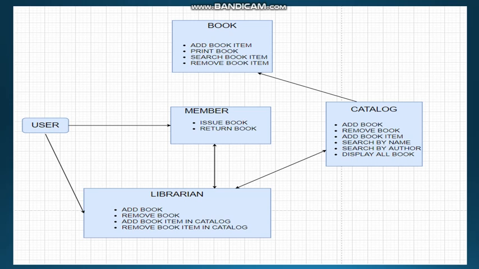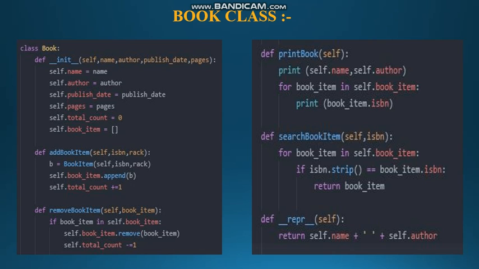Let us understand each class one by one. First we will look into book class. To recognize a particular book, we must have name of the book, author, publish date, and number of pages. Here total count denotes the number of copies of a particular book.